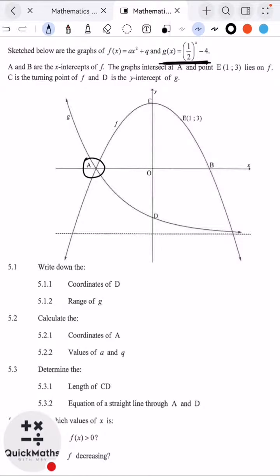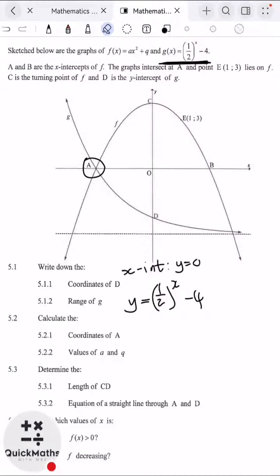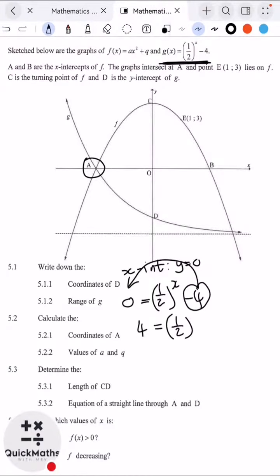I'm going to say y is equal to a half to the power of x minus 4. I just wrote down the equation. And now it's an x-intercept. So how do I find the x-intercept? y must be 0. So instead of y, I'm going to make it 0. Again, it's a matter of solving for x. So I'm going to add 4 on both sides. So 4 is equal to a half to the power of x.